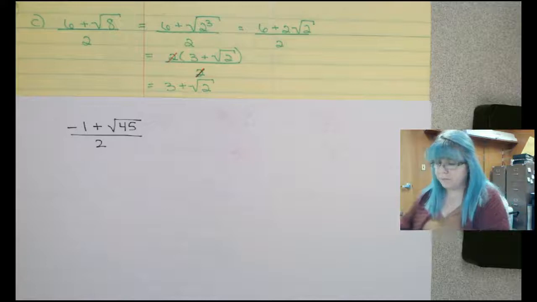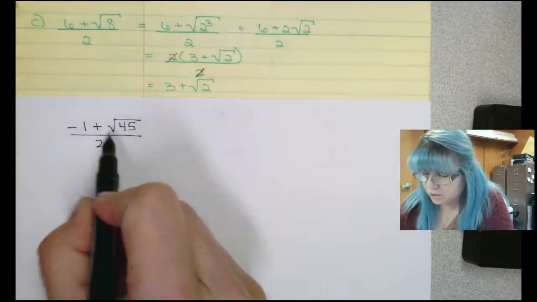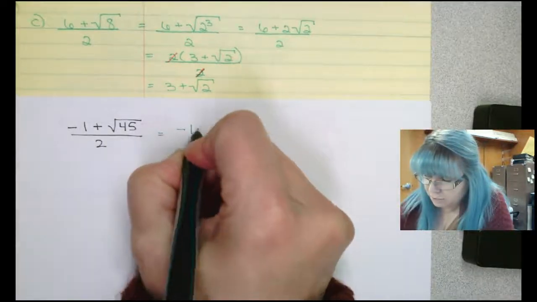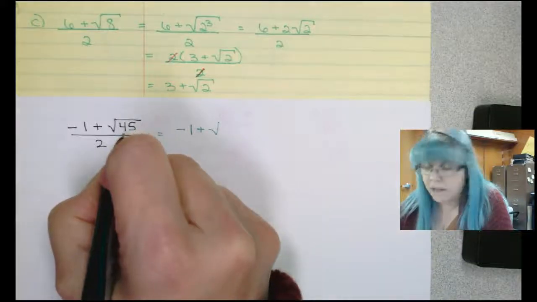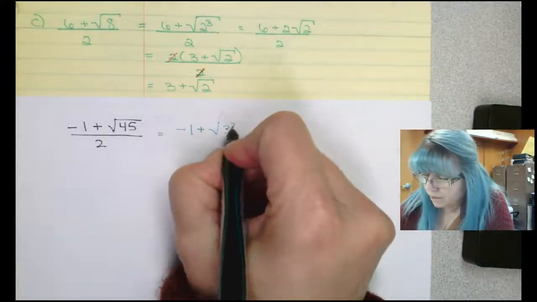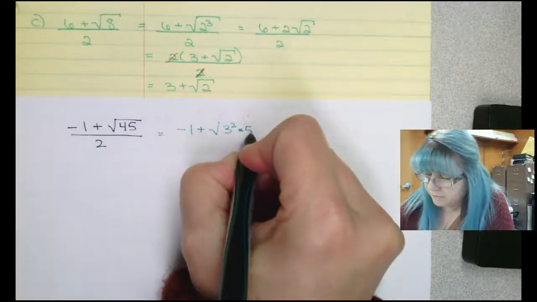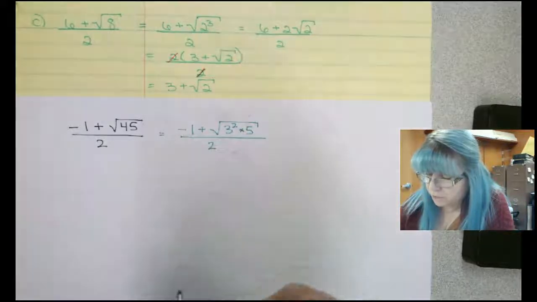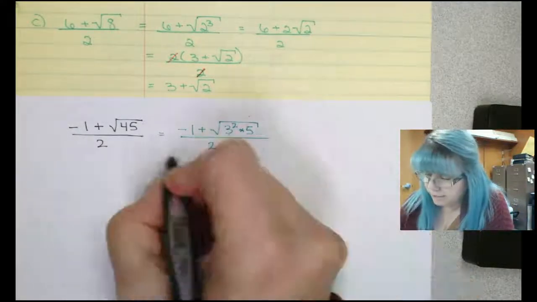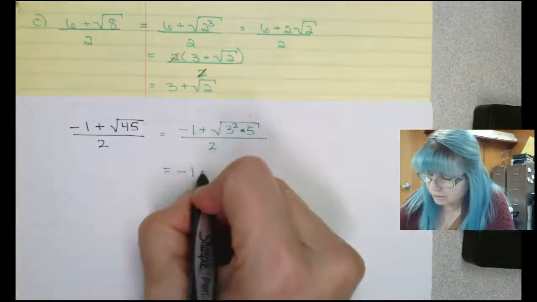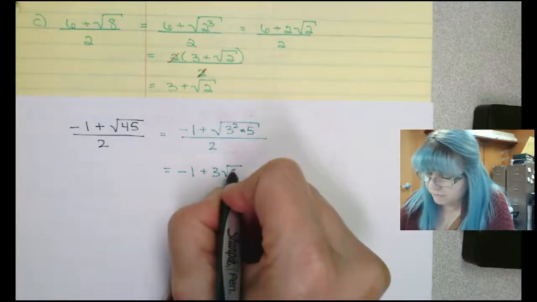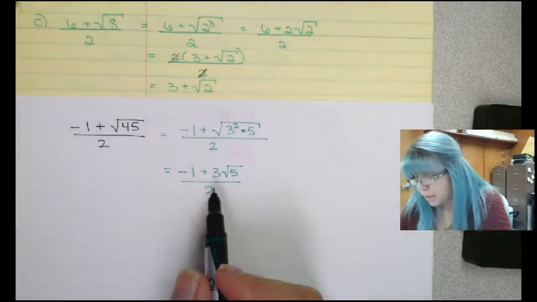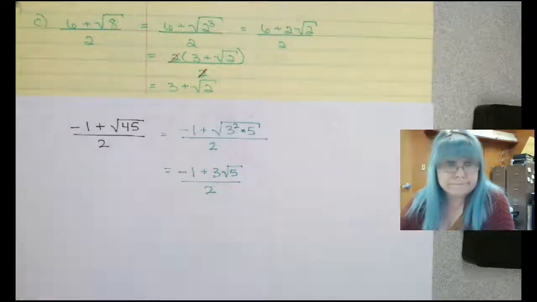Let's try another problem here. Negative 1 plus the square root of 45 over 2. Well, the first thing is negative 1 plus, and I can rewrite this square root of 45 as 3 squared times 5 all over 2. The square root of 3 squared is 3. 3 square roots of 5 all over 2. Is there anything in the numerator that I can factor? No. Therefore, that is my final answer.